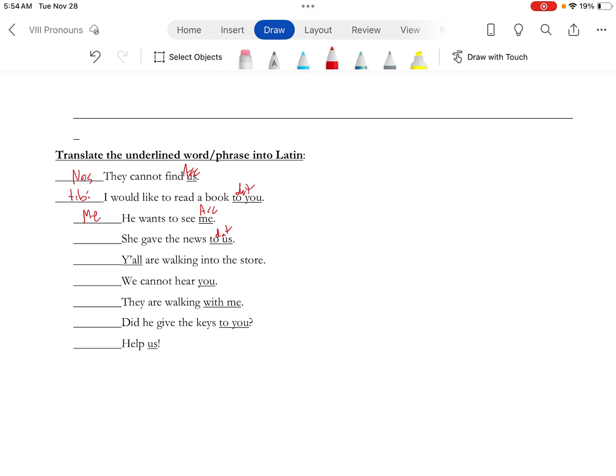To us is going to be dative, indirect object. Nobis. Y'all is nominative. Vos, here you is going to be accusative, te. With is ablative, me. To you is going to be dative, tibi. Help us, and this is going to be accusative. You is the understood subject, this is receiving the help, nos.